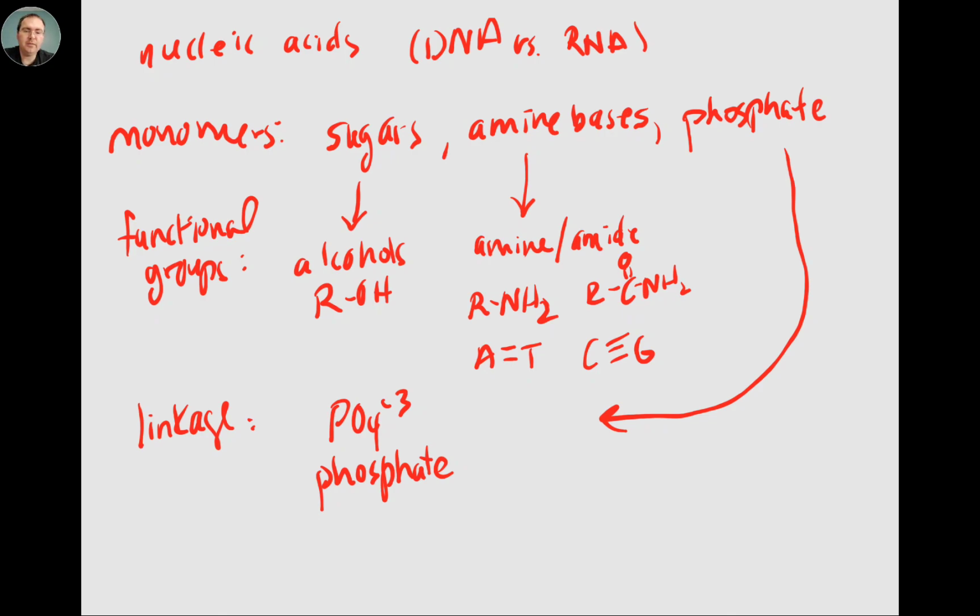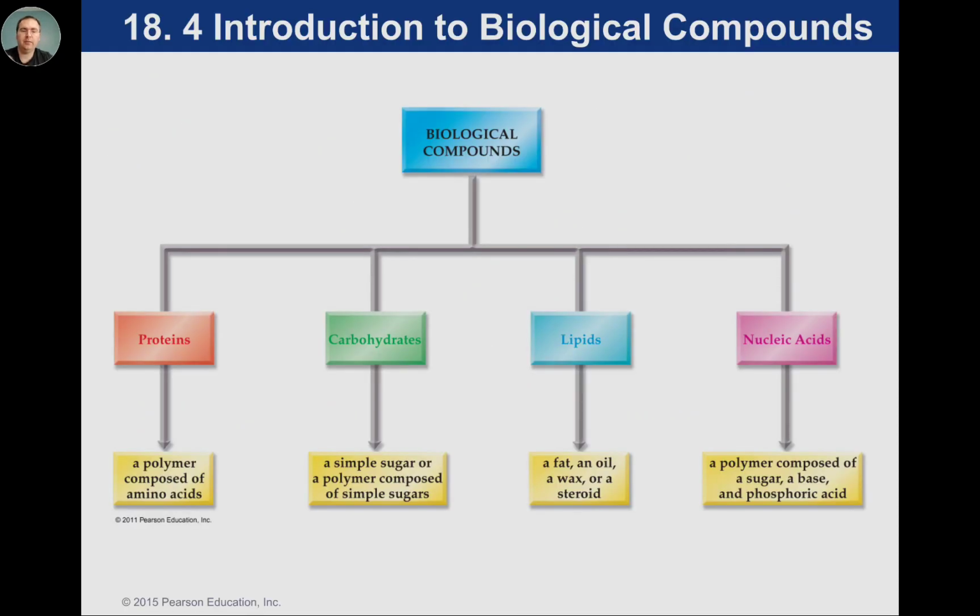And then amines and amides definitely show up in the amino acids of proteins, but now the nucleic acids with DNA as well. So if you know the monomers that repeat themselves, if you know the functional groups and the linkages, that's guaranteed to be about half the information you need to know from this chapter moving forward as we get to exam 3 coming up.